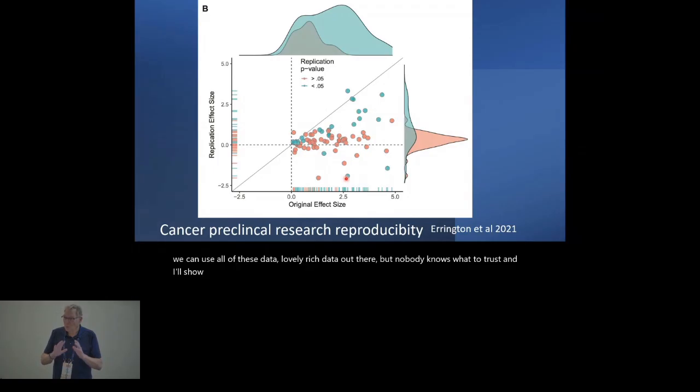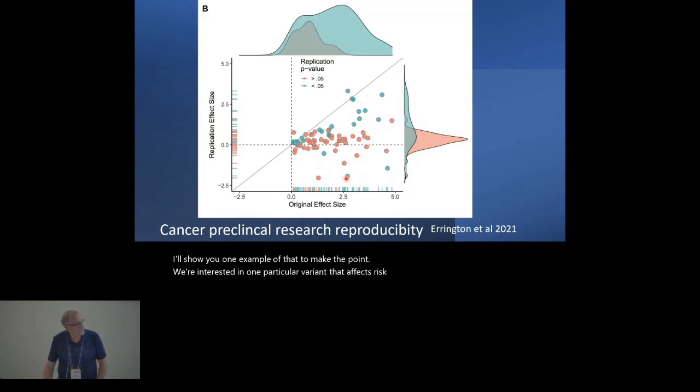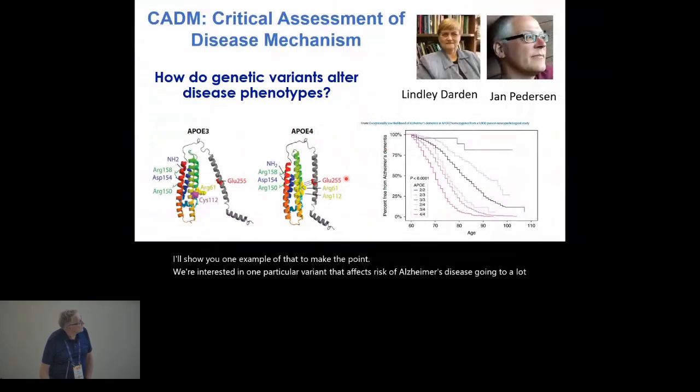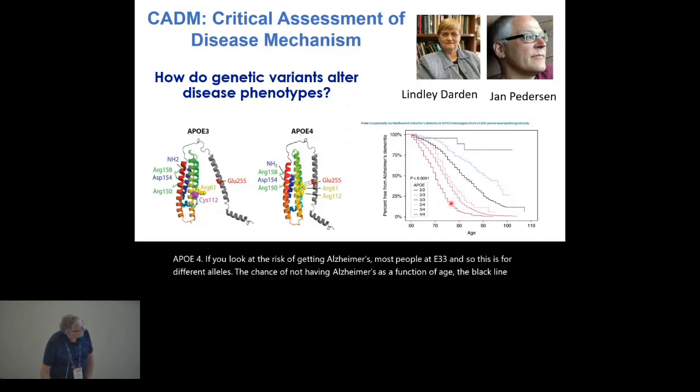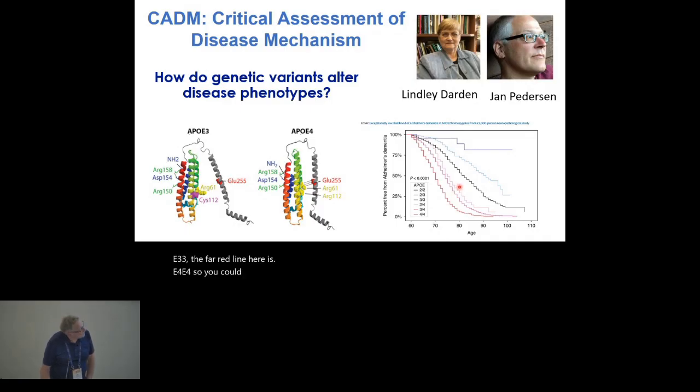And I'll show you one example of that to make the point. We're interested in one particular variant that affects risk of Alzheimer's disease. I won't go into a lot of specifics, but it's a missense single base change in this gene ApoE. So this is called ApoE4. If you look at the risk of getting Alzheimer's, most people are E3, E3. And so this is for different alleles, the chance of not having Alzheimer's as a function of age. The black line is E3, E3. The far red line here is E4, E4. So you can see there's a huge increase in risk here. Now, a couple of points.